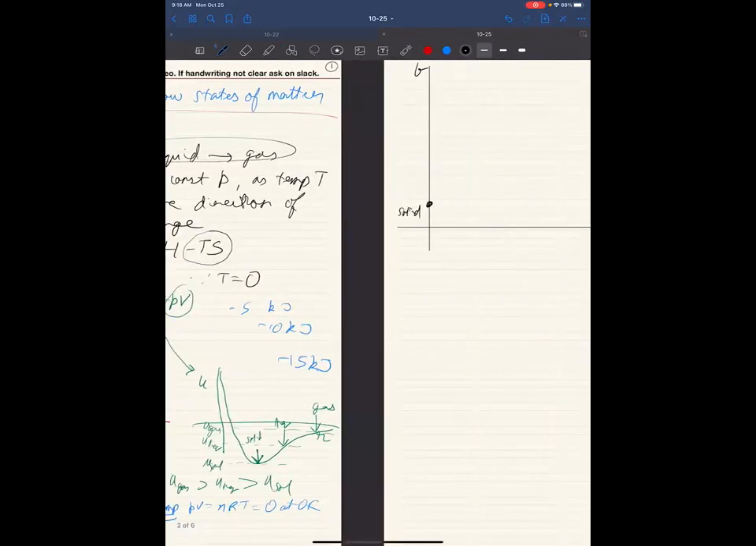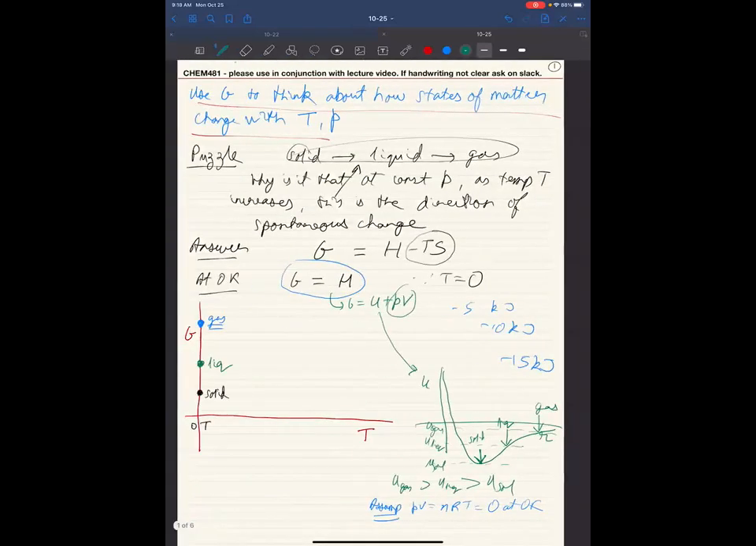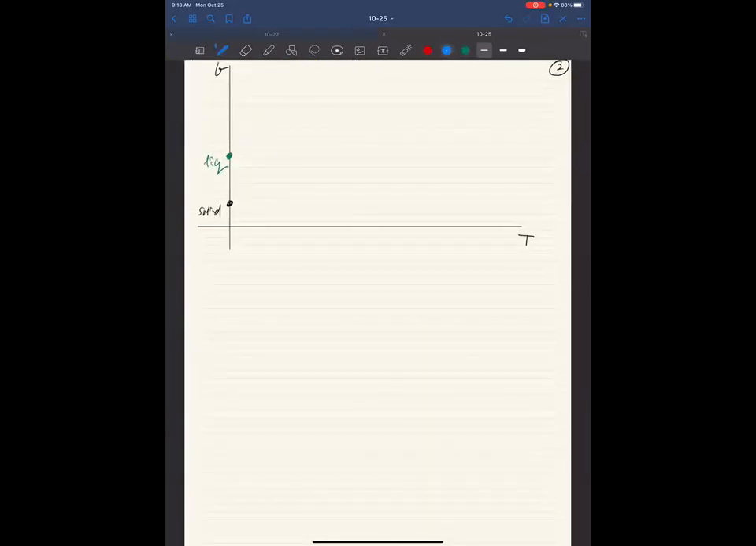Okay, so let's work with this plot. So far, what we have figured out is, this is temperature and this is Gibbs energy, okay? This is solid. And then we said at 0 temperature, liquid will have slightly higher Gibbs free energy, and gas will have even higher free energy.